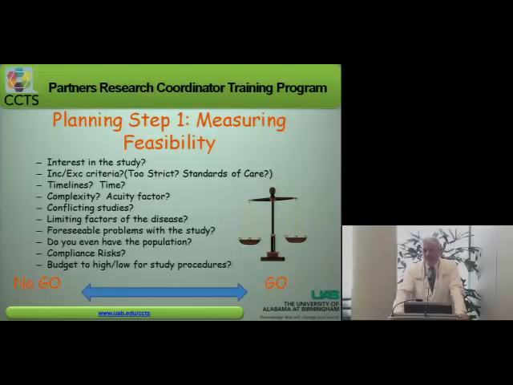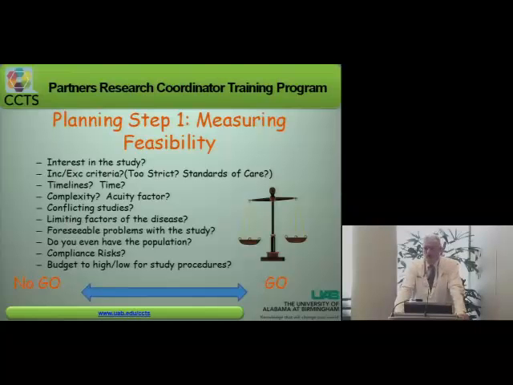Limiting factors of the disease. In oncology, you have a lot of limiting factors depending on the type of cancer they have. Pancreatic cancer has a shorter life. Some lung cancers that are in metastatic stage have a shorter life. So these patients don't reach the inclusion criteria until they're not able to participate in the study. Or if they participate, it'll only be a week or two, and it may not benefit them at all.